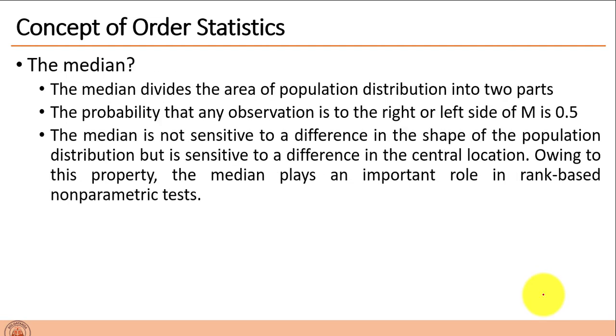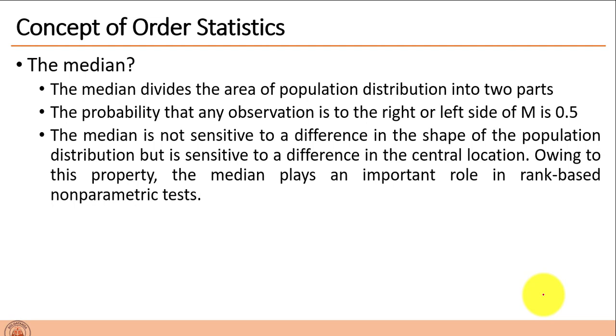Let's take the median for example. The median rearranges the data set from low to high and picks the number in the middle. So we are simply dividing the area of the population distribution into two parts. The probability that any observation is to the right or left side of the rearranged data is simply half, 0.5.